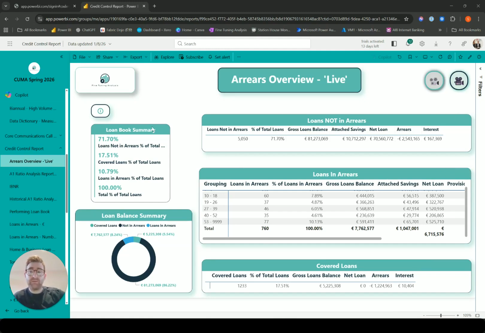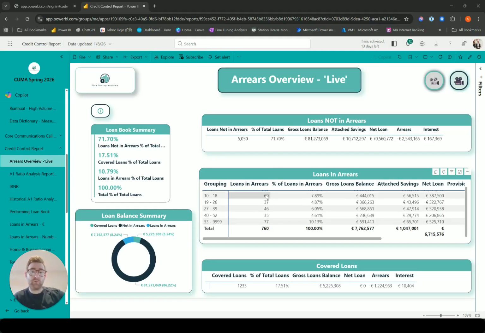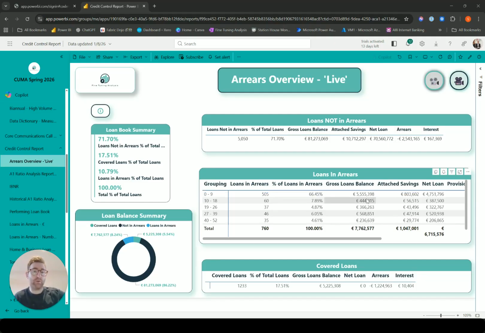And we have the percentages here. So 10.79% of loans are in arrears, but we want to break that out by how long they are in arrears. So how many weeks behind are they on their loan? The majority of them are still only between 0 and 9 weeks behind, so that's a good sign. It would be a lot worse if that 505 was down towards here, like 40 to 52 or 53 and greater. And we can see the loan balances for those categories as well.